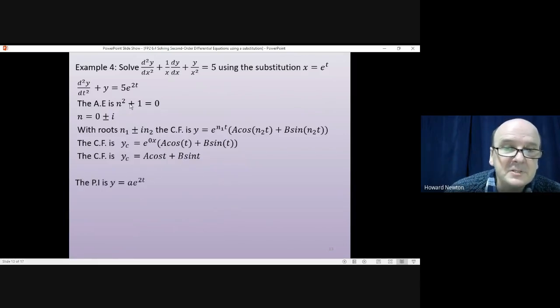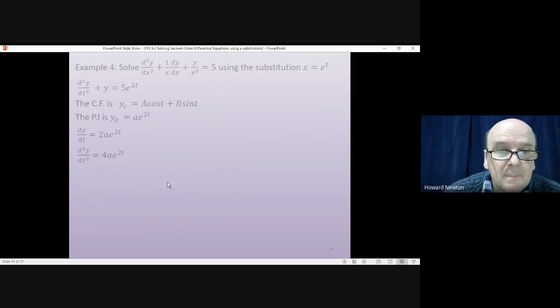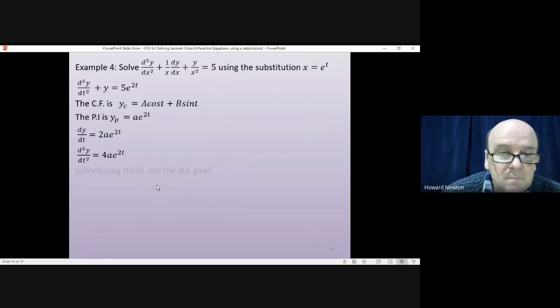Now in this instance, we do have a function on the right-hand side of the differential equation, 5e to the 2t. The general form of that is ae to the 2t. So the particular integral will be y equals ae to the 2t. Differentiating that with respect to t gives us that. Differentiating that with respect to t gives us that. We can now substitute back into this differential equation here. And when we do so, we will get that.